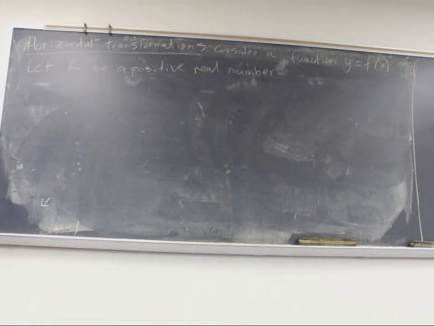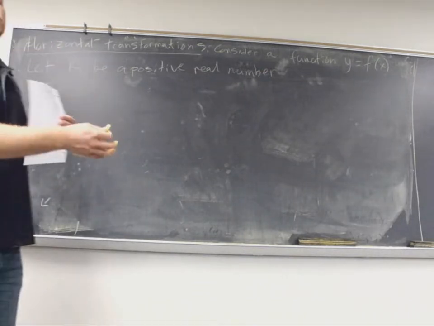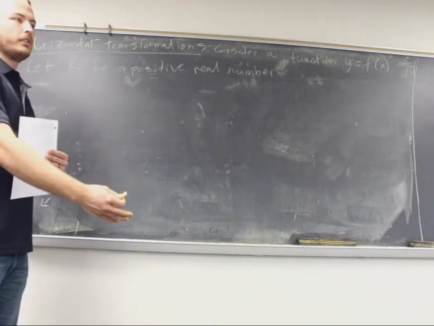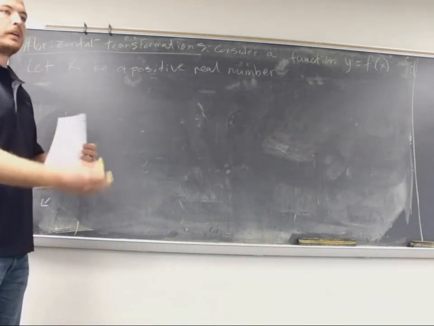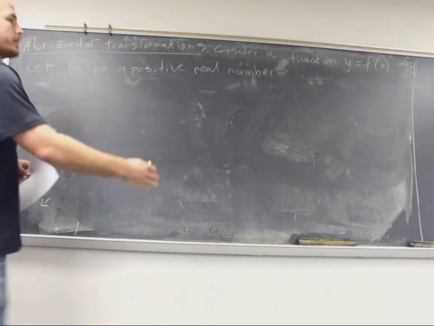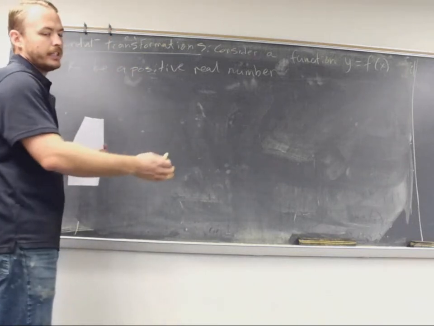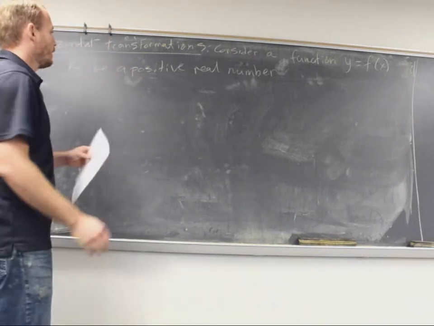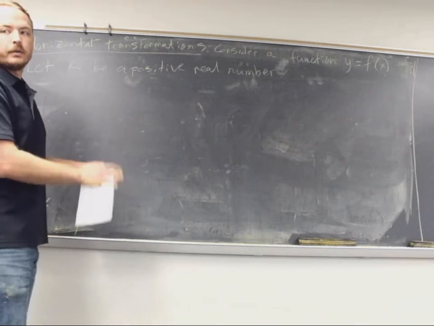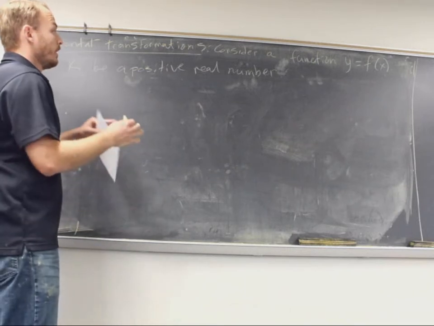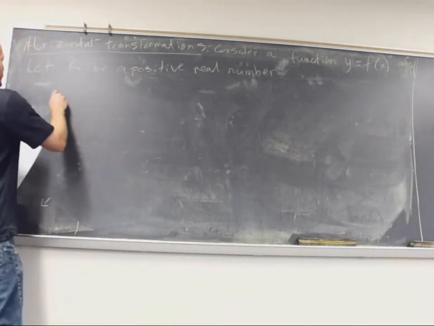With vertical transformations, we had a plus k or a minus k on the outside of the function. And that worked the way we thought it should work. If you had a plus k on the outside, that means it goes up k units. If you have a minus k on the outside, it goes down that many units. Here is not going to work how we think it should work. It's not going to be intuitive. And I'll show you, for example, here.